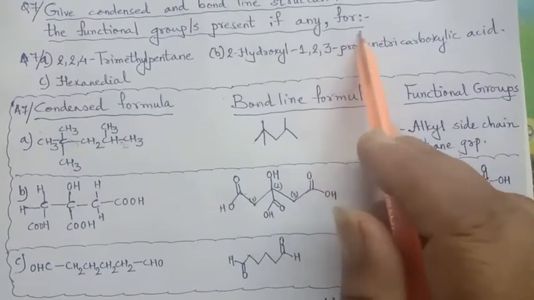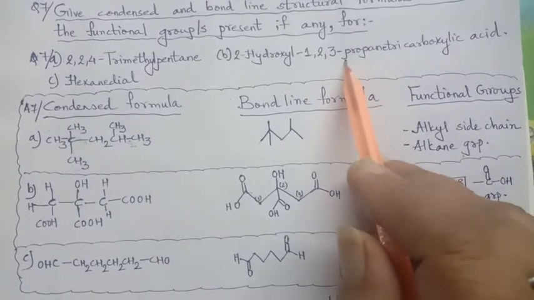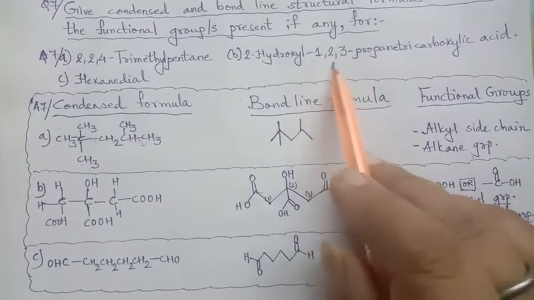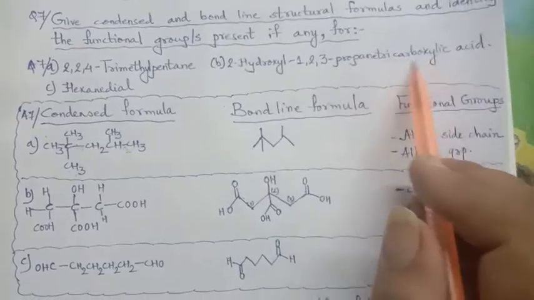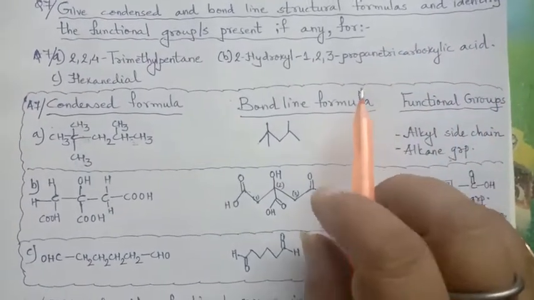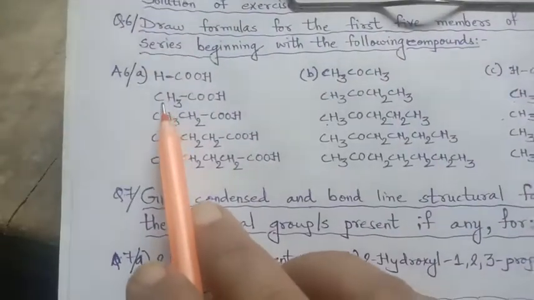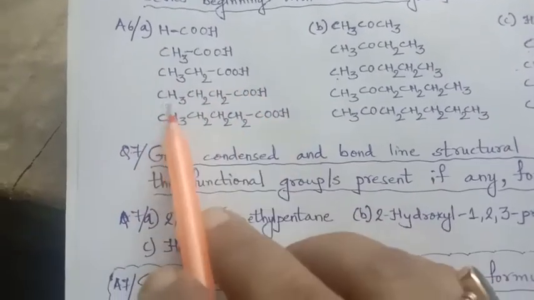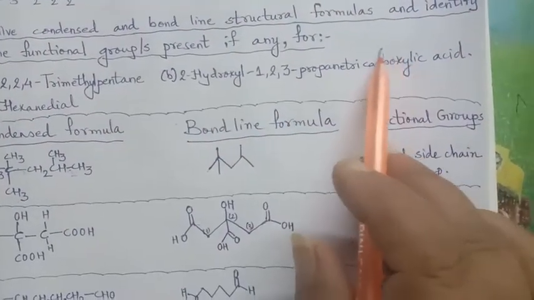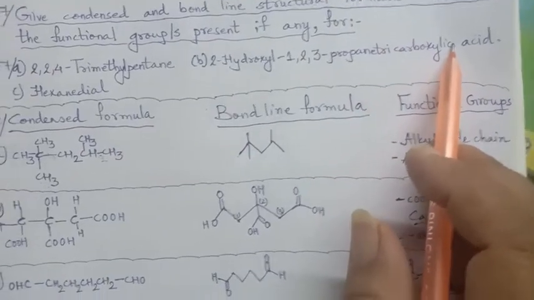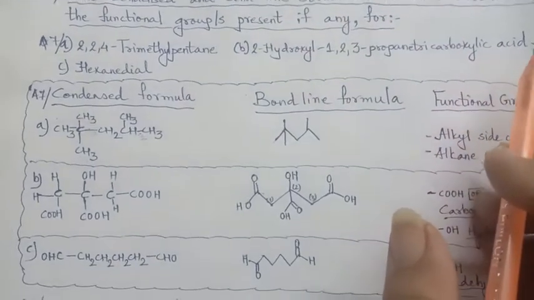Now propane is the parent chain and 1, 2, 3 tricarboxylic acid is given here. See, normally when we write name for carboxylic acid, as I told here, ethanoic, propanoic, butanoic, oic acid we say. But here it is not oic acid, it is considered carboxylic acid. So what is the condensed formula?